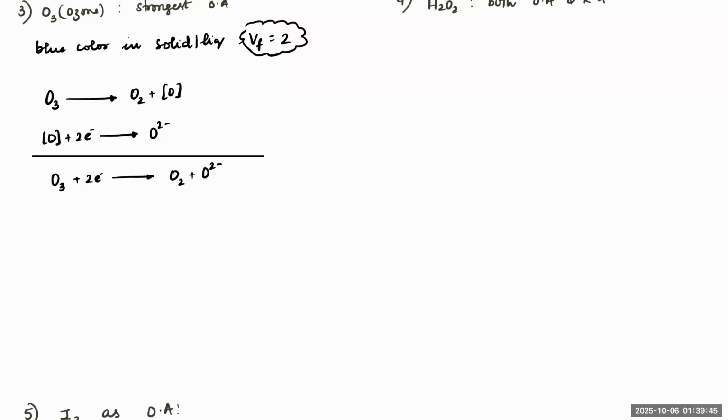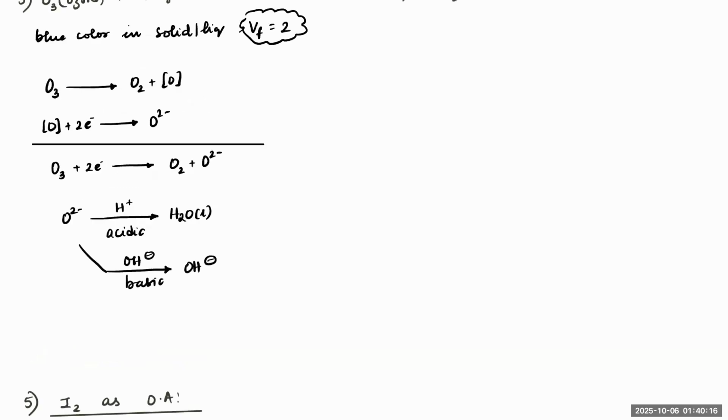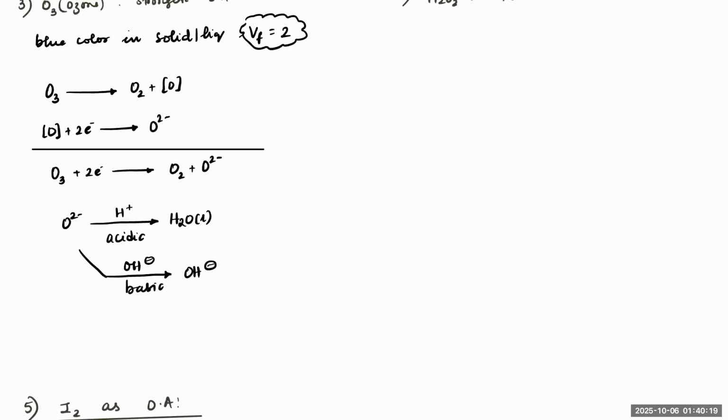Now this O2 minus, if it is in acidic medium, will convert itself into H2O. And if it is given in basic medium, it will convert itself into OH minus, so it will remain as OH minus. So remember how ozone behaves in acidic medium and how it behaves in basic medium.